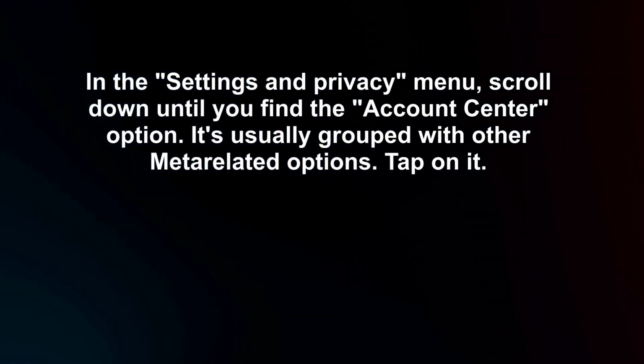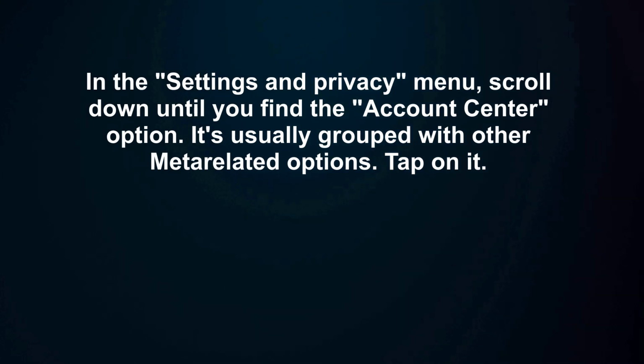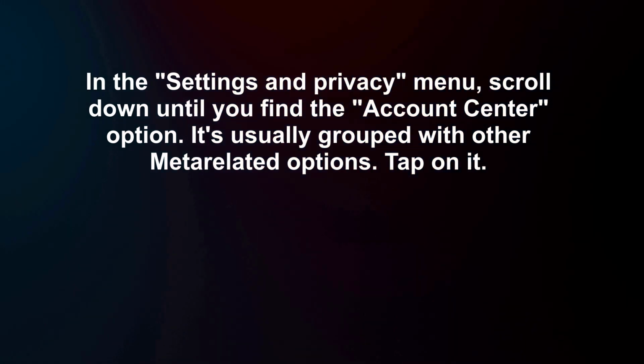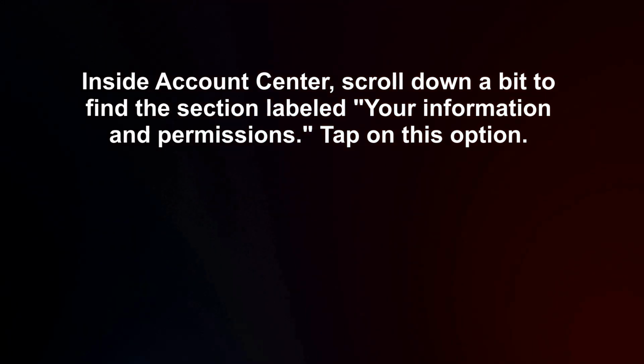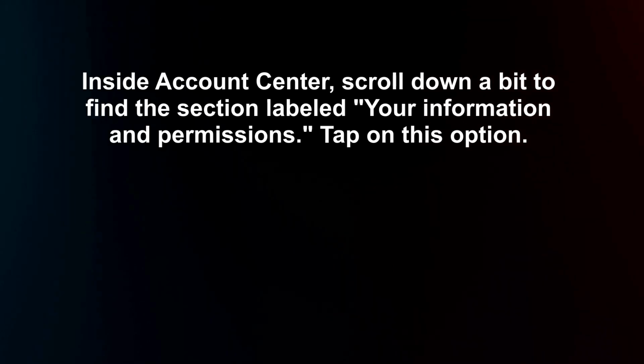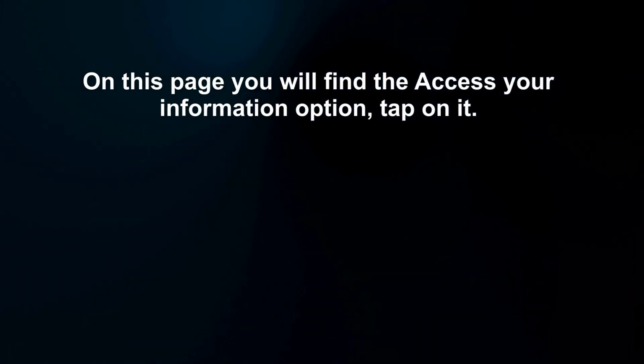In the Settings and Privacy menu, scroll down until you find the Account Center option. It's usually grouped with other meta-related options. Tap on it. Inside Account Center, scroll down a bit to find the section labeled Your Information and Permissions. Tap on this option. On this page you will find the Access Your Information option.